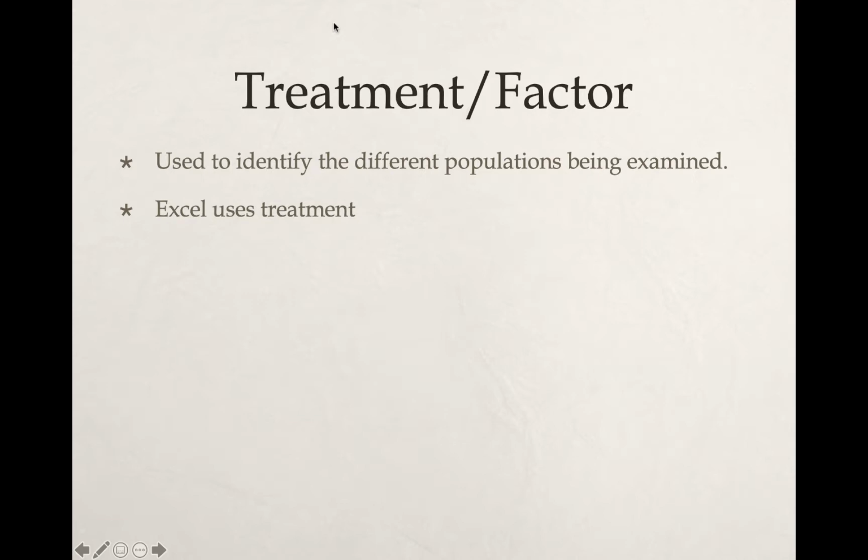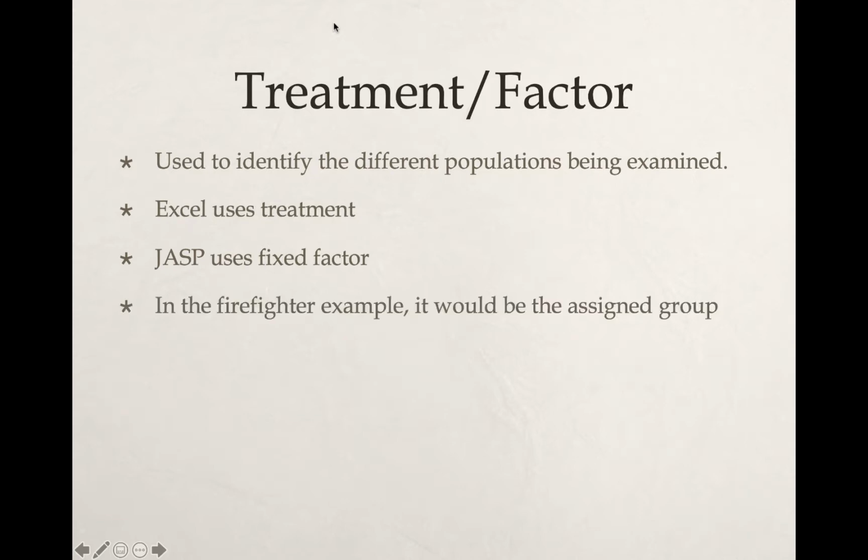Excel uses the word treatment. So if you downloaded the data analysis tool pack in Excel, and you went to run an ANOVA in Excel, which you can do, Excel uses the word treatment. JASP uses the term fixed factor. But again, this is a categorical or qualitative variable, which is giving us more than 2 categories. In the firefighter example, it would be the assigned group A, B, C, or D.